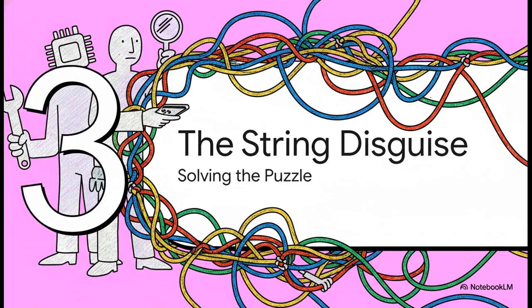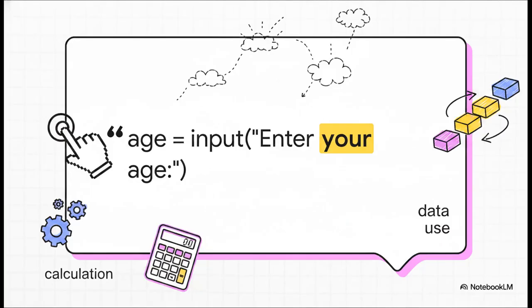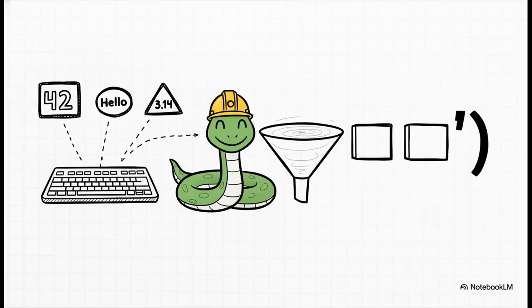But how does this explain our original wacky math problem? Well, it all comes down to what I call the string disguise. Just imagine your program asks a user for their age, using a command that looks something like this. The person types in a number, and you want to use that number for some math. Seems pretty straightforward, right? But here's the secret handshake of programming, the thing you absolutely have to remember. That input function we just saw, it plays it safe. It has no idea if you typed numbers or your name, so it treats everything it gets as text. It always gives you back a string.